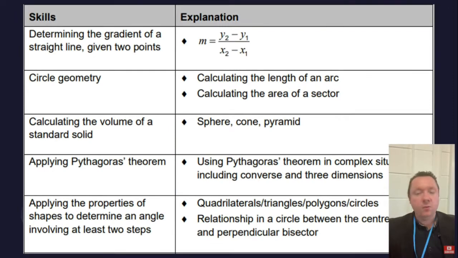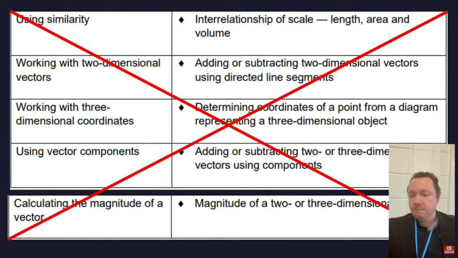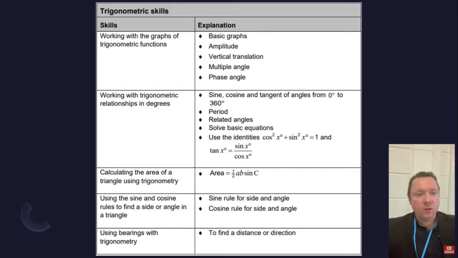Let's look to see what's out here. Well, first thing is, calculating the area of a sector is gone. All this stuff on this page is already gone. We're never doing similarity, we're never doing vectors, so we just cross that out straight away. Trigonometric skills. So let's look at what we can do.